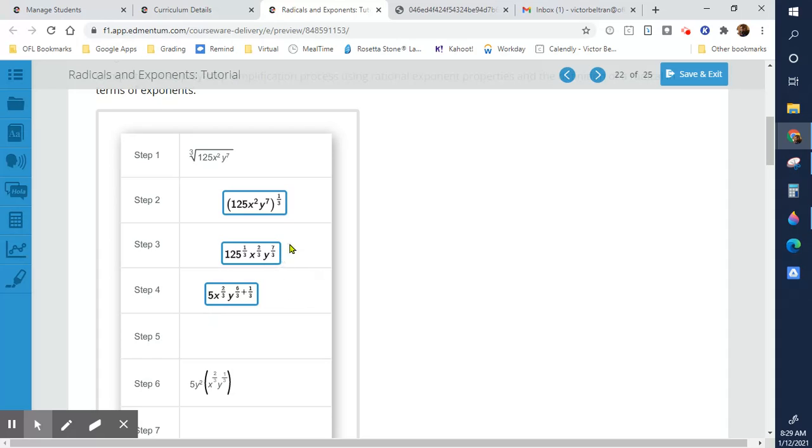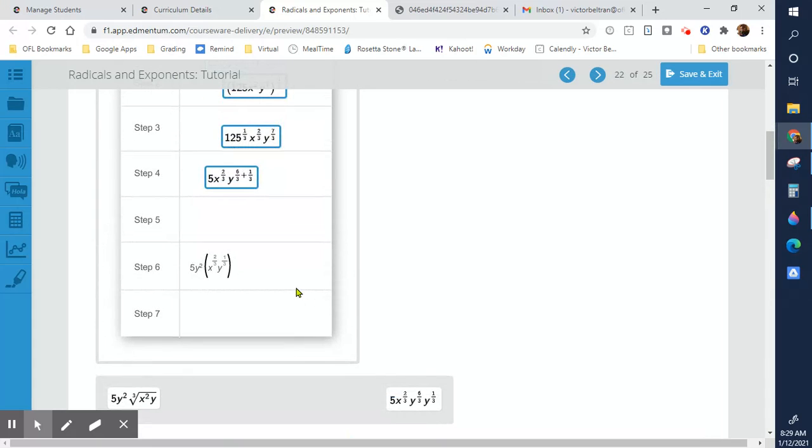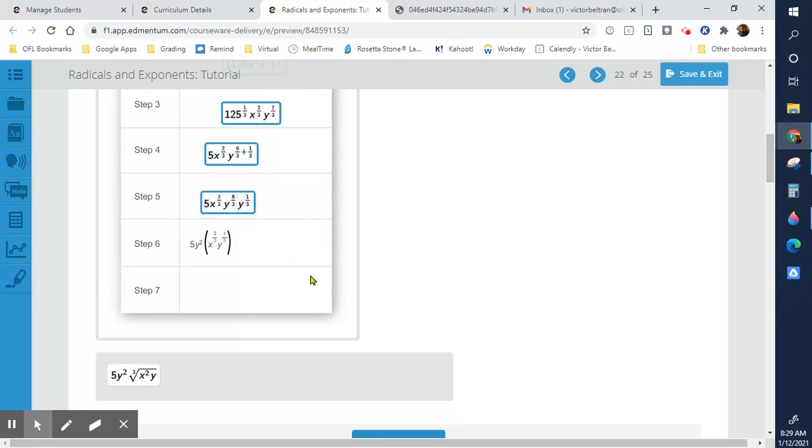From there, we can separate them. And from here, we can divide things out. So we'll be able to divide out that y, so it becomes y squared. And this one will stay inside with here. And then from here, we're going to take that numerator or denominator and make it the new root.